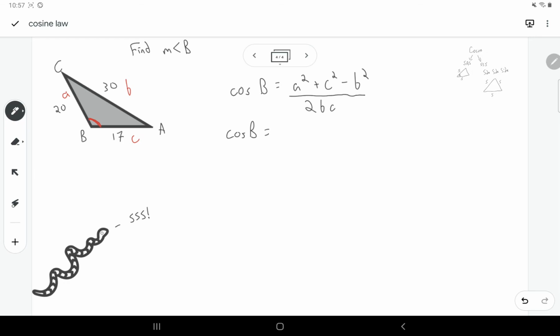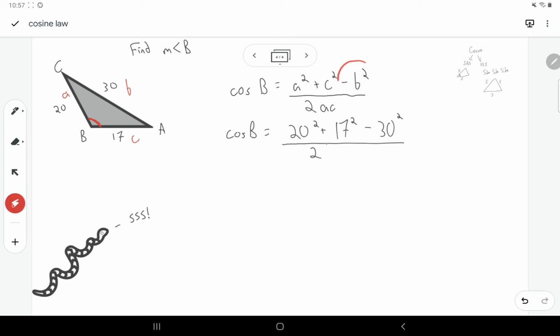But we do know a squared. Well, rather, we know that a is 20, so 20 squared. Remember to keep the square, don't lose that in the translation here. So 20 squared plus our c, which is 17 squared, minus our little b, which is 30. And we keep that square. Then we divide that by 2, and then our b, which is, whoops. See, this is what I mean about mistakes. 2bc, that doesn't make sense. It's not going to be 2bc, it'll be 2ac. There we go, my bad.